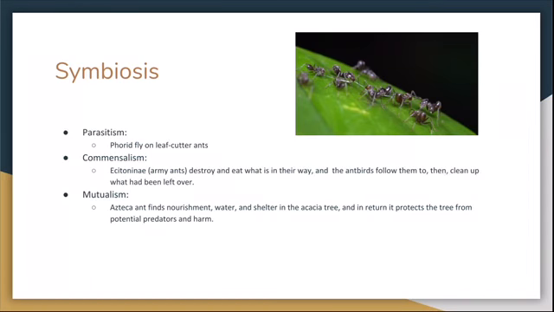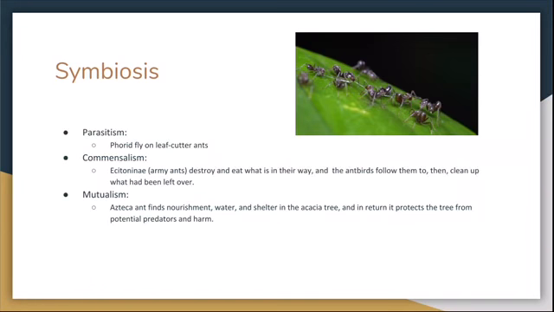Also, in the rainforest, there are many examples of symbiosis. One is parasitism, which can be an example of a phorid fly on leafcutter ants. An example of commensalism is Ecitoninae, or army ants, which destroy and eat what is in their way, which could be anything from the detritivores and decomposers to any of the producers. And then antbirds follow them to then clean up what is left over after what they eat and destroy.